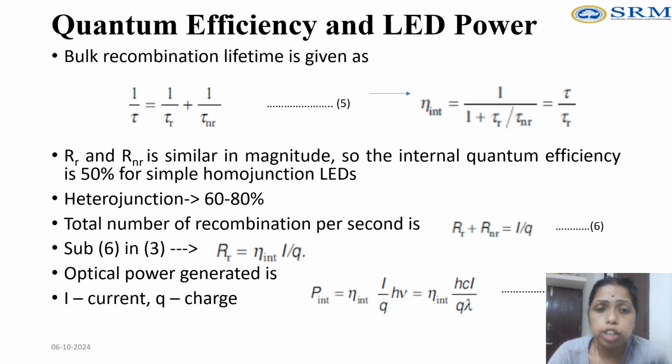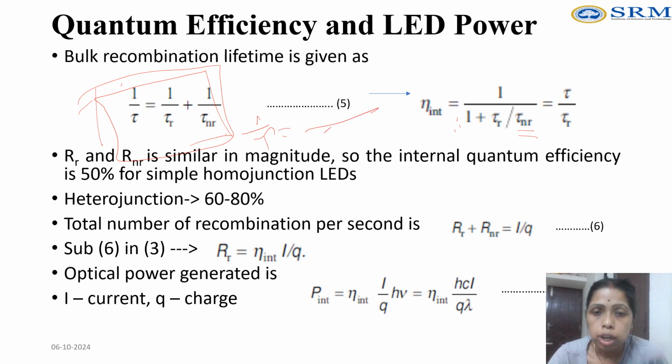If you want the total lifetime, the entire bulk recombination lifetime, it is related this way: 1 by tau is equal to 1 by tau r plus 1 by tau nr. This is the bulk recombination lifetime that consists of the radiative recombination lifetime and non-radiative recombination lifetime. So here you can get a relationship between tau r and tau nr: tau is equal to tau r tau nr divided by tau nr plus tau r.